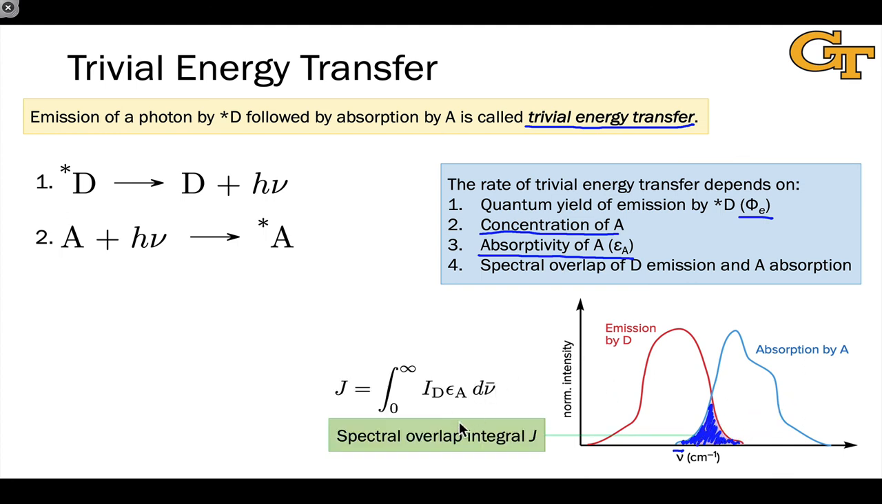And we can talk about this spectral overlap integral as basically taking the emission intensity I_D of the donor and the absorption intensity or the absorptivity or absorption coefficient of the acceptor, multiplying those together and integrating over the entirety of both spectra with respect to wave number to find a value for the spectral overlap integral. Qualitatively, it's this area under both curves where they overlap.